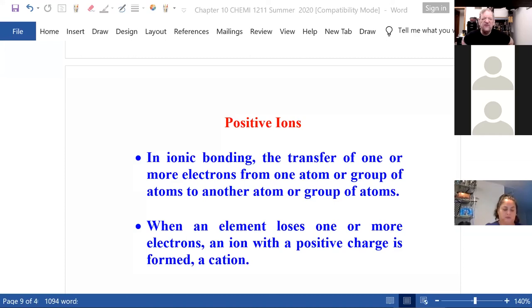Remember, in the previous slide I said atoms lose, gain, or share electrons. What happens if an atom loses electrons? It becomes a positive ion. In ionic bonding, there is the transfer of one or more electrons from one group to another. When an element loses one or more electrons, an ion with a positive charge is formed. That's called a cation. How many of you are familiar with the cathode on a battery? That's the plus charge, because there are positive ions there. Guess what? Your batteries, like in your car or your cell phone, that's heavy duty chemistry, serious chemistry. And there are cations in your batteries, positive ions.